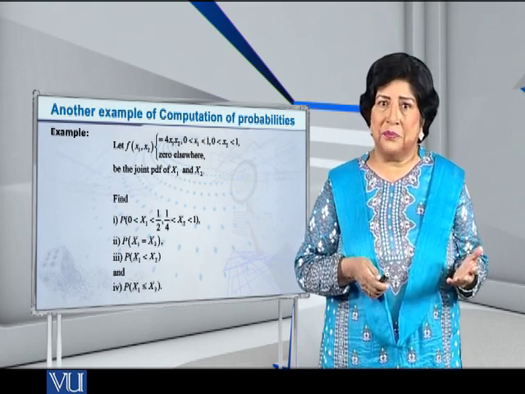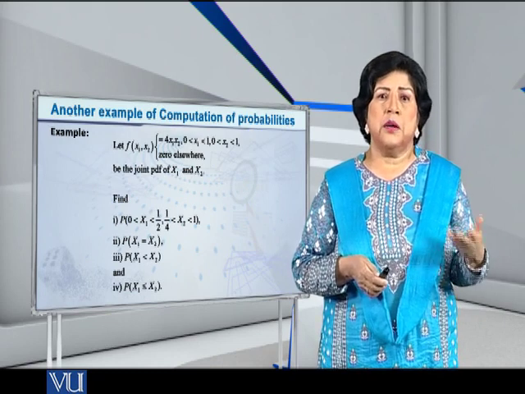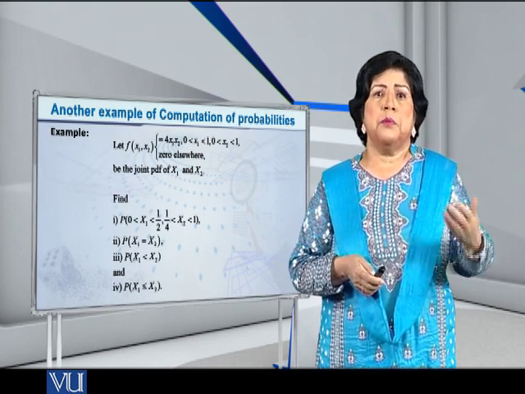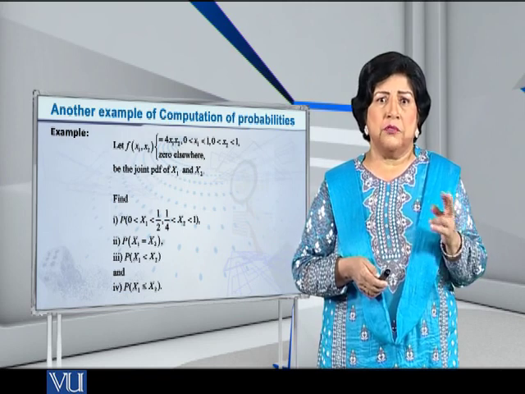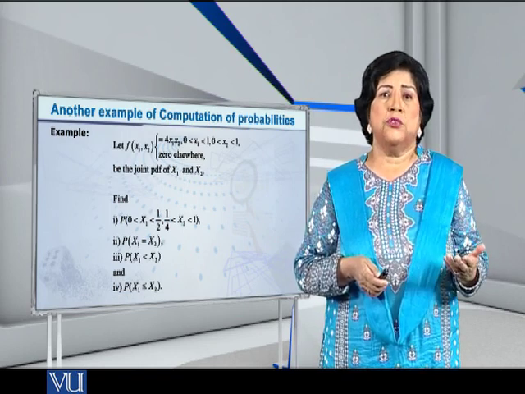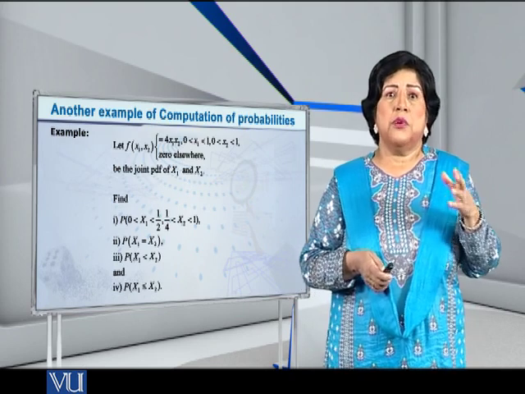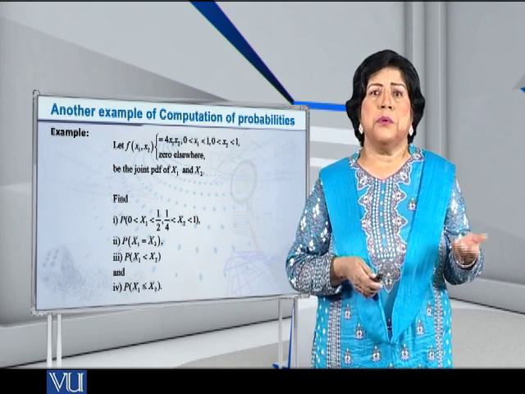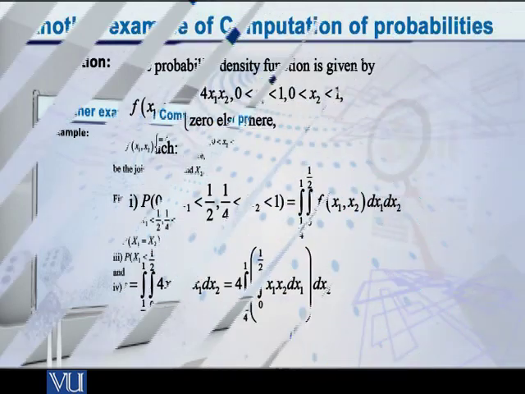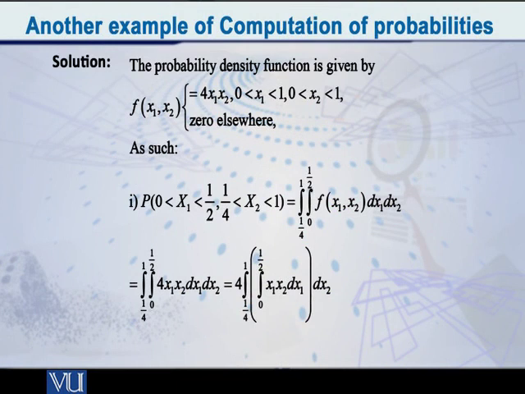अब इसके अंदर अगर हम चाहें कि हम ये probability निकालें कि x1 lies between 0 and 1 by 2 and x2 lies between 1 by 4 and 1, it is quite simple. You will simply put the limits of the double integral according to what you have and you will solve it step by step and you will get it.